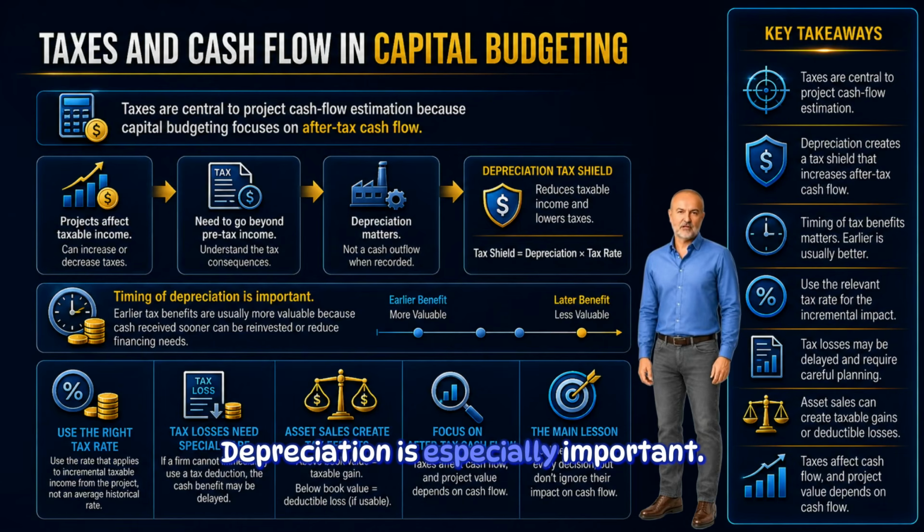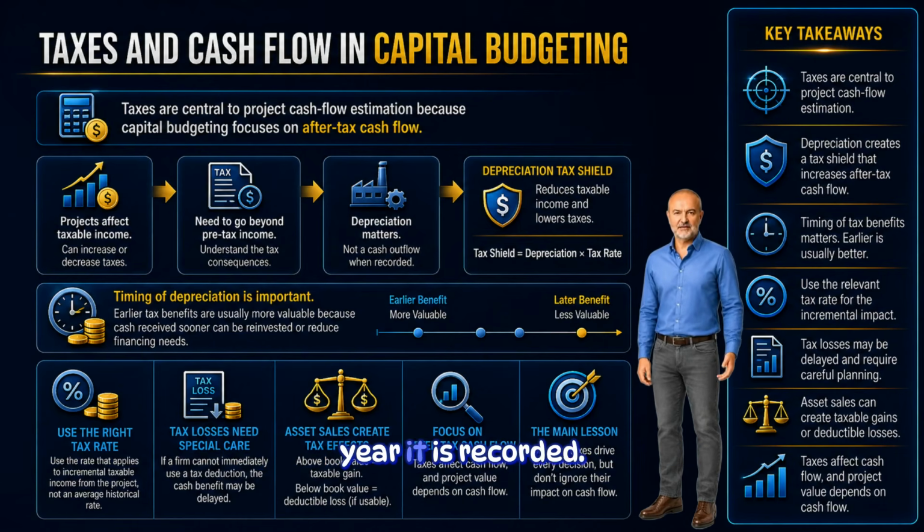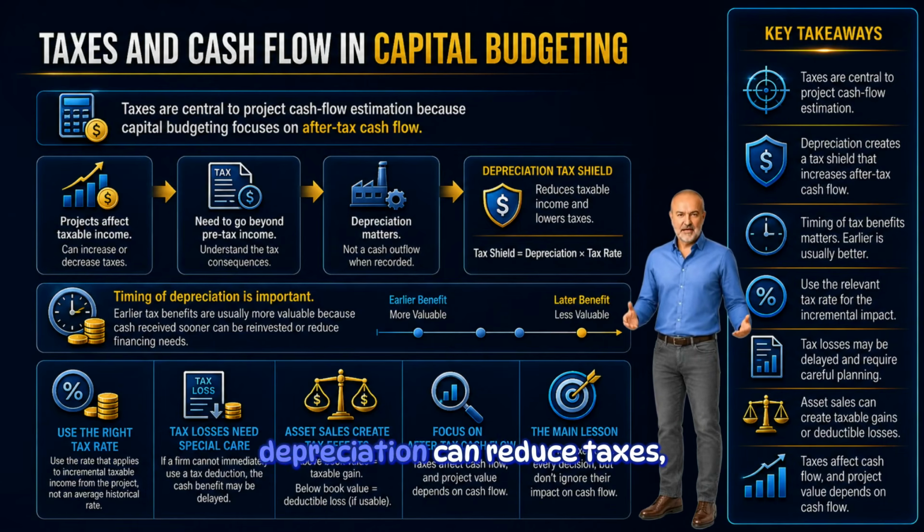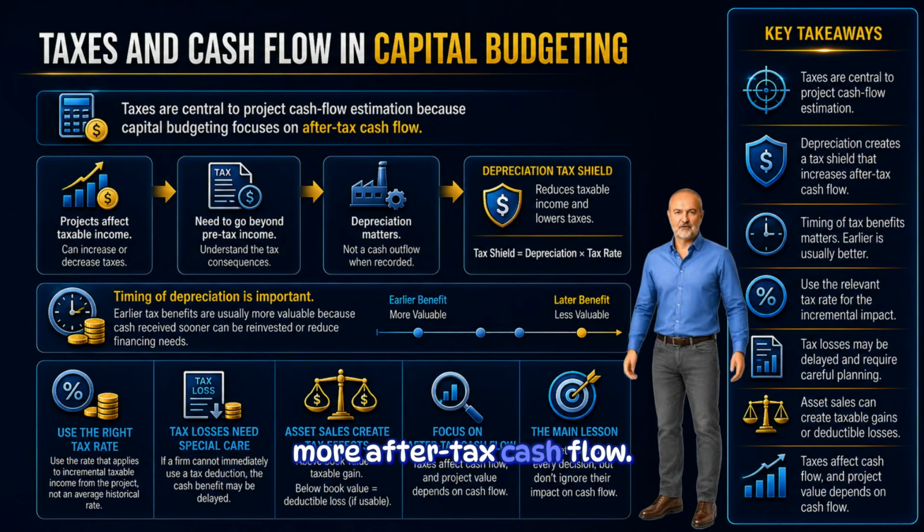Depreciation is especially important. Depreciation is not a cash outflow in the year it is recorded. The cash was paid when the asset was purchased. But depreciation reduces taxable income, and that tax reduction has value. This value is called the depreciation tax shield. You will see the expression in the background. The idea is simple. Depreciation can reduce taxes, and lower taxes mean more after-tax cash flow.